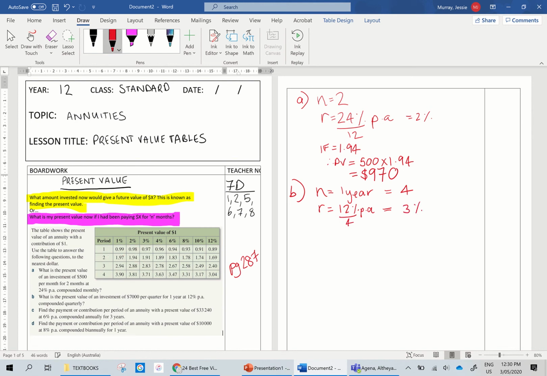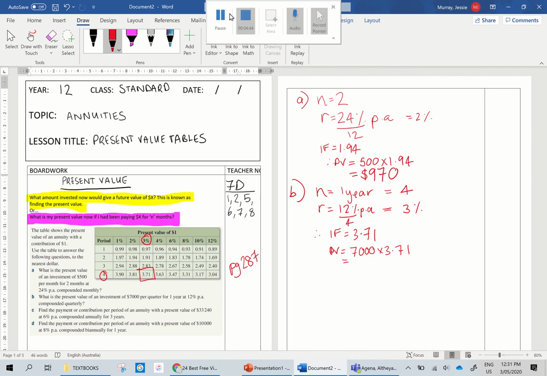So now I go back to my table and I go, when N equals 4 and R equals 3, what is my interest factor? 3.71. Okay. But it wants the value, so my present value, which gives me an answer of 25,970.